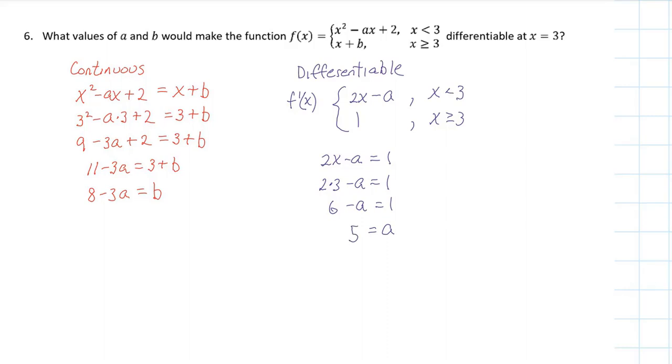So I know I'm differentiable if a is equal to 5, and since a is equal to 5, I can now come back over here, and I can say, okay, if a is equal to 5, let's plug in 8 minus 3 times 5. And that's the value of b that's going to make me continuous. So we get -7 equal to b.